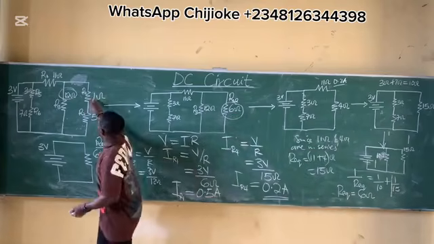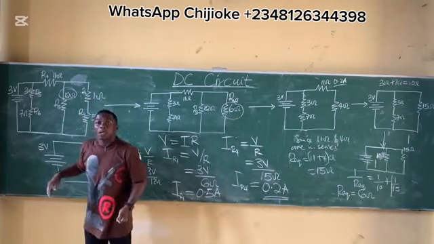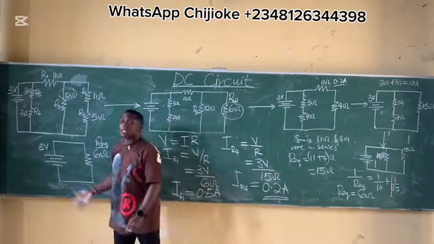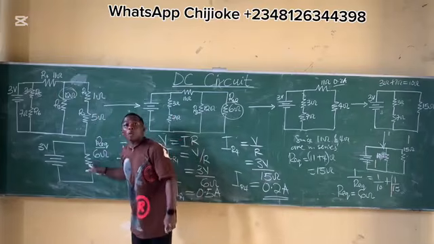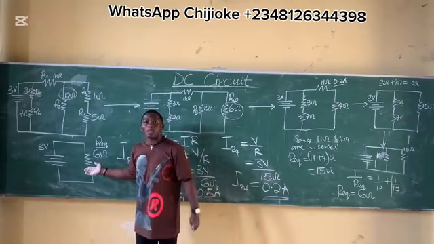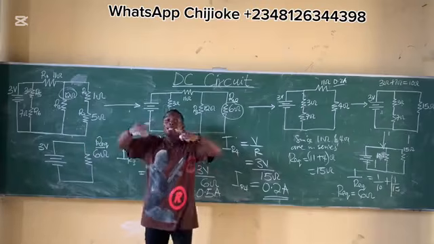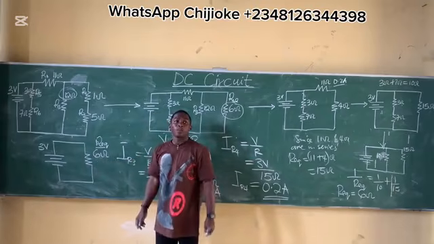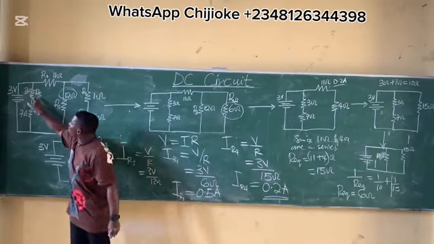Will you tell me 1 plus 5 plus 4 plus this plus this plus that? Which one are you using? 6. Why are we not using this one, this one, this one? Why are we using this 6? Because this is the finished product, the finished resistance. So if I have to get the current across this circuit, I'm going to use this 6 ohms.